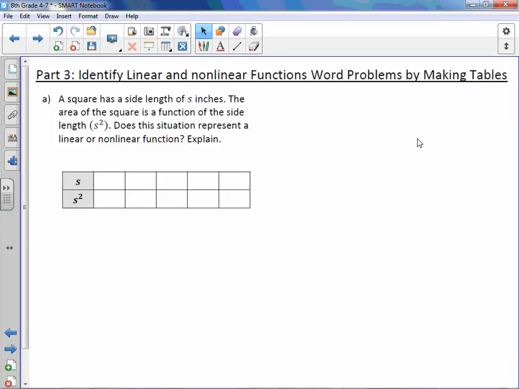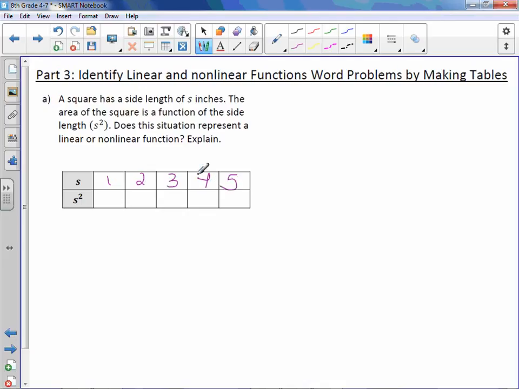A square has a side length of s inches. The area of the square is a function of the side length s squared. Does the situation represent a linear or nonlinear function? Explain. So let's pick some side lengths for a square: 1, 2, 3, 4, and 5.